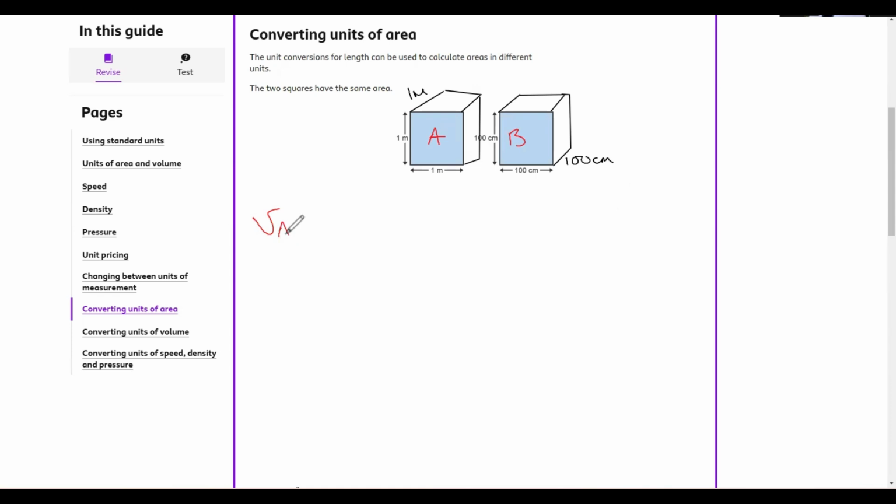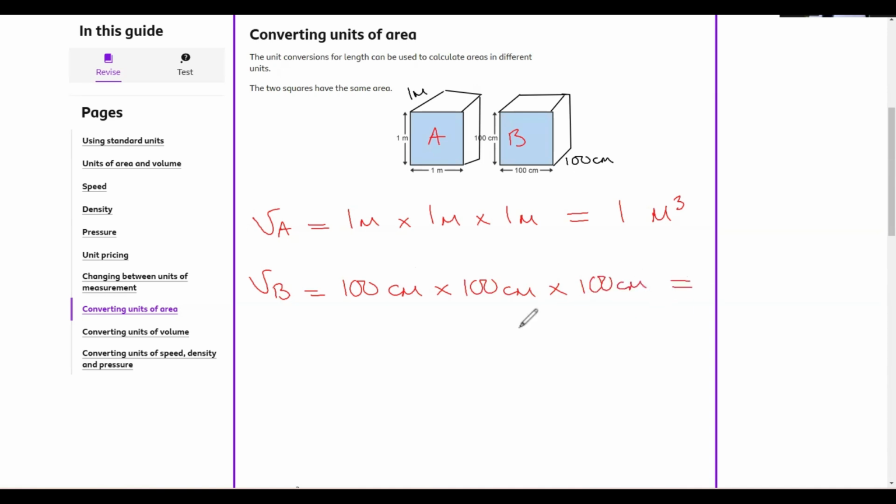The volume of A is equal to 1 meter times 1 meter times 1 meter. 1 times 1 times 1 just gives us 1. Again, meters times meters times meters gives us meters cubed. And if we look at the volume of B, we've got 100 centimeters times 100 centimeters, and again times 100 centimeters. So again, 1 times 1 times 1 is just 1, we've got 6 zeros, and then we've got centimeters, centimeters, centimeters. So it's going to be centimeters cubed.